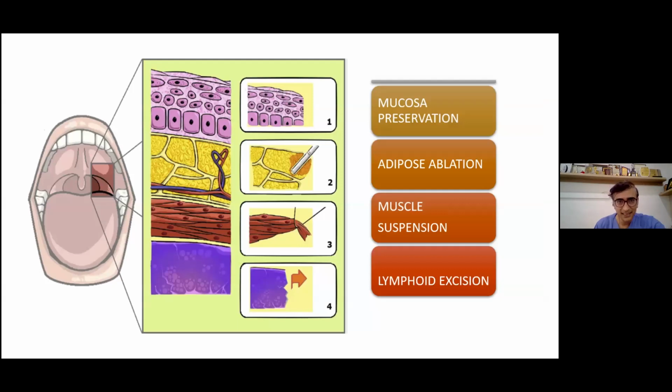If you take a look at this picture, there are 4 points here. One, you preserve the mucosa. Two, you ablate the adipose tissue as much as possible. Three, you preserve and suspend the muscle. And four, if you have lymphoid tissue, you excise it. These are the basic 4 principles of any newer palatal procedure, even in the newer barbed procedures being done. The lymphoid tissue is excised, the muscle is suspended, the adipose tissue, if present, is excised, and the mucosa is preserved, as in any surgery in ENT.